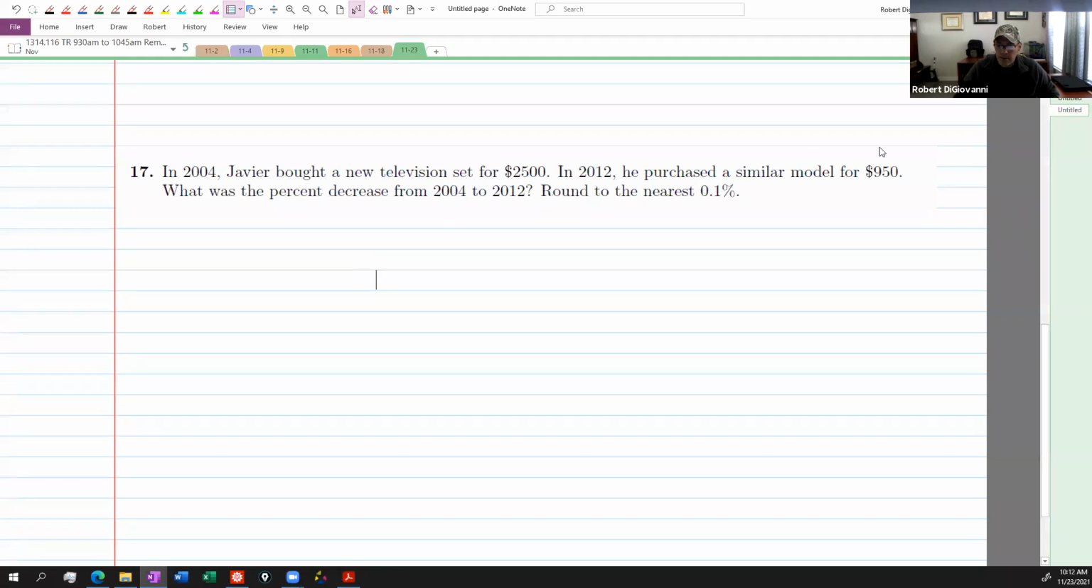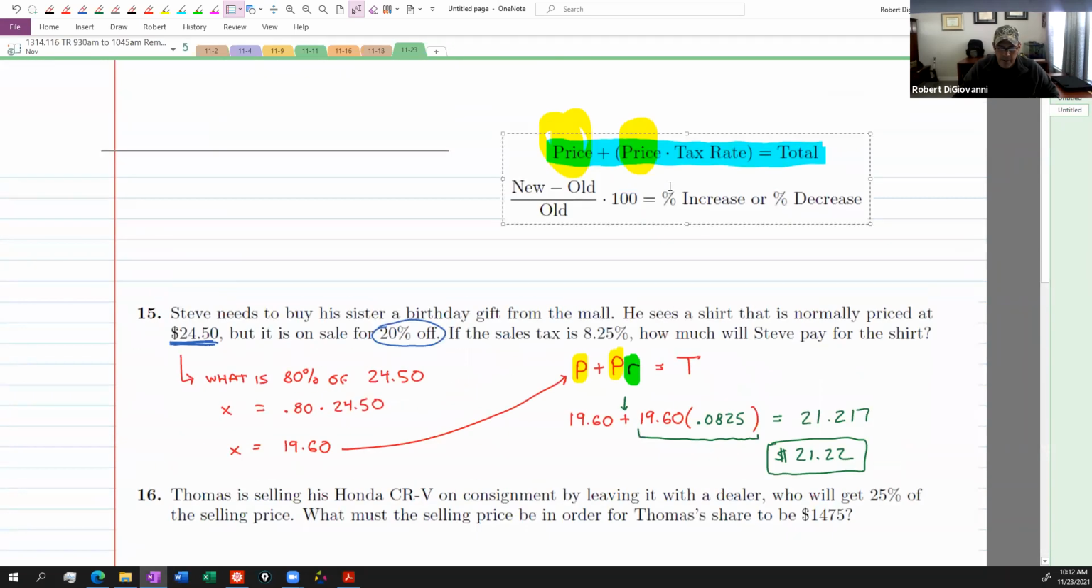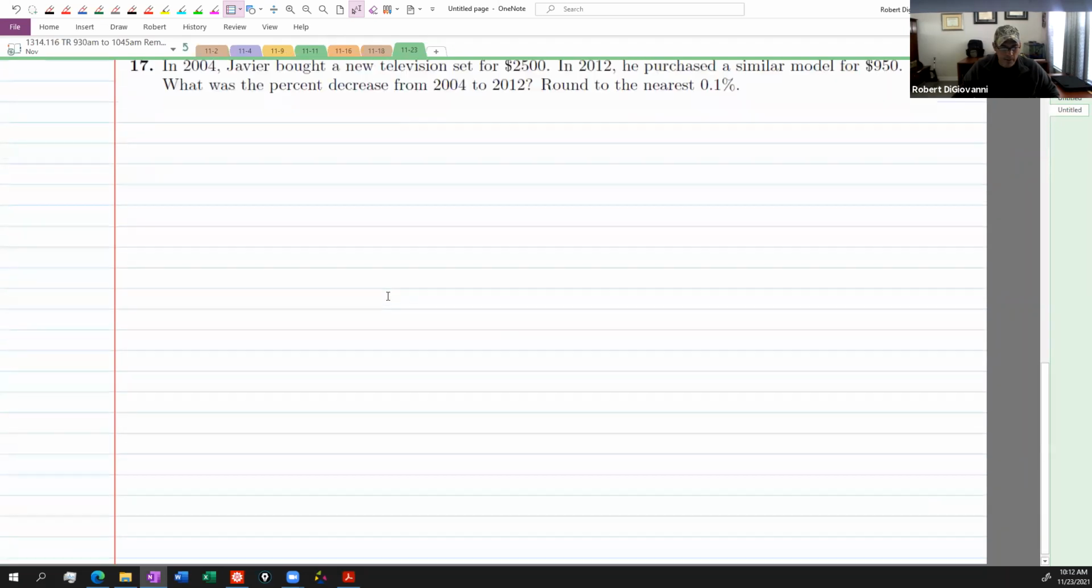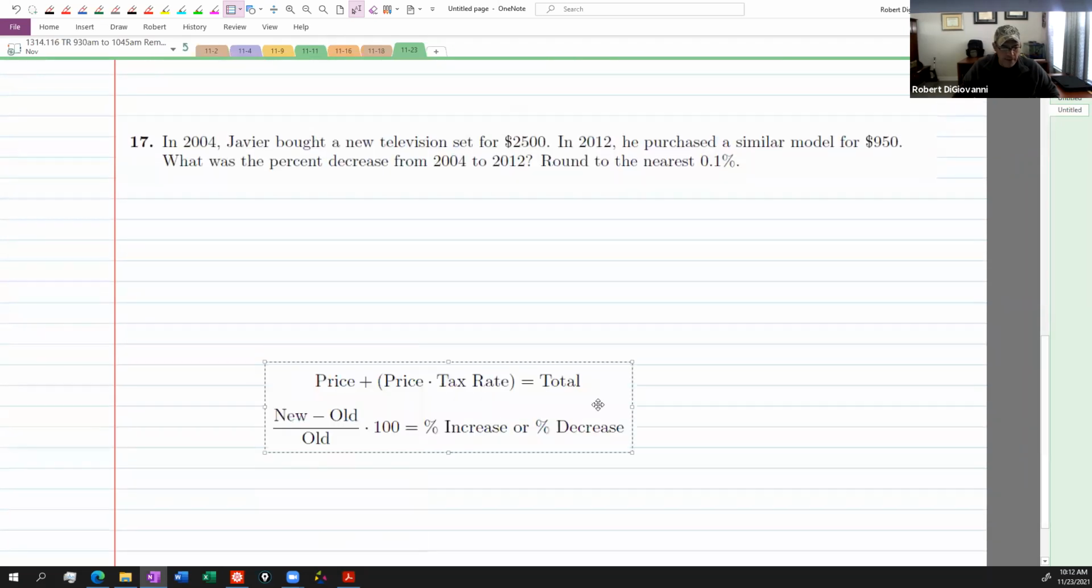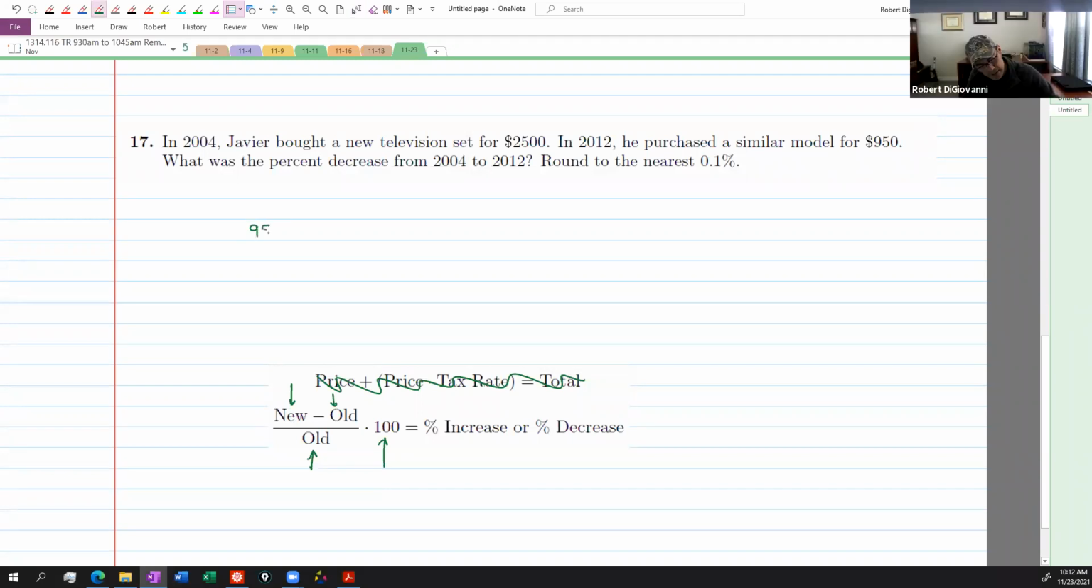So this is the formula that I just put up here. We're trying to find the percent decrease, so we're using this formula. We're going to take the new price, subtract the old price, divide by the old, multiply by 100. So what is the new price? It'd be 950, right? So I take the 950.